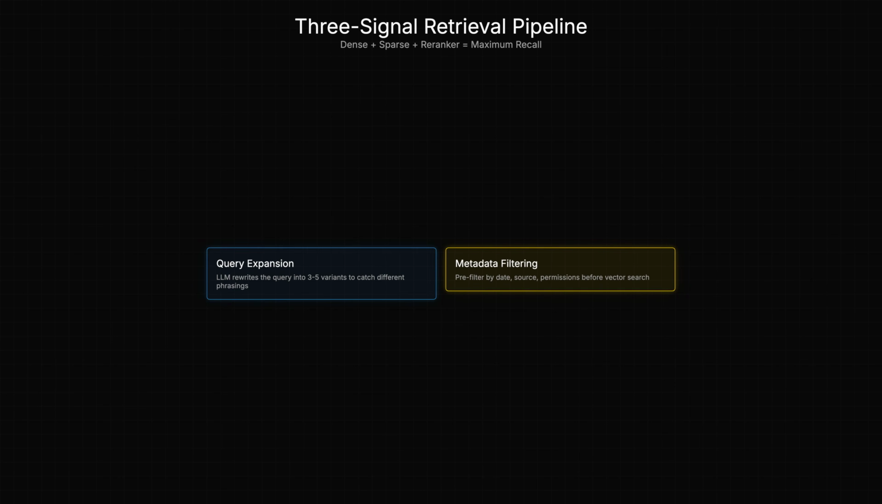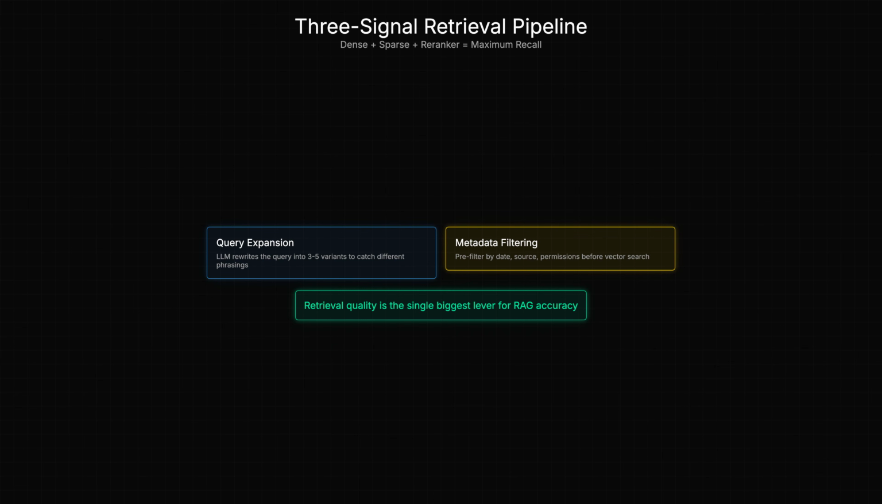The numbers tell the story. BM25 alone gets 65% recall. Dense alone gets 72%. Hybrid gets 81%. Hybrid plus re-ranking gets 89%. And with query expansion, 93%. That is a 43% improvement from start to finish.